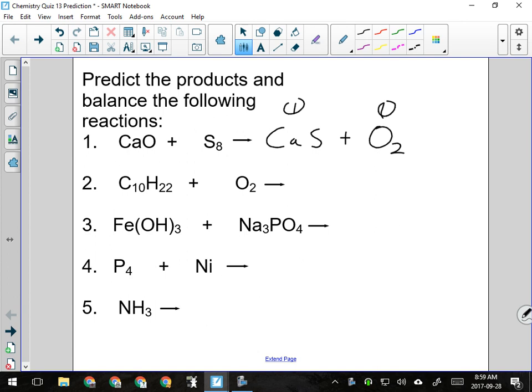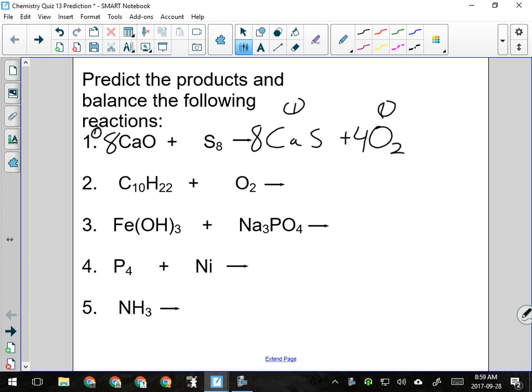I've already swapped and dropped CaS, by the way. Did it in my head. That's the way it looks. Now we've got to balance the whole reaction. Start with sulfur, an 8 here. An 8 there to balance the calciums, and a 4 here to make the oxygens work. 1 mark for the balancing.